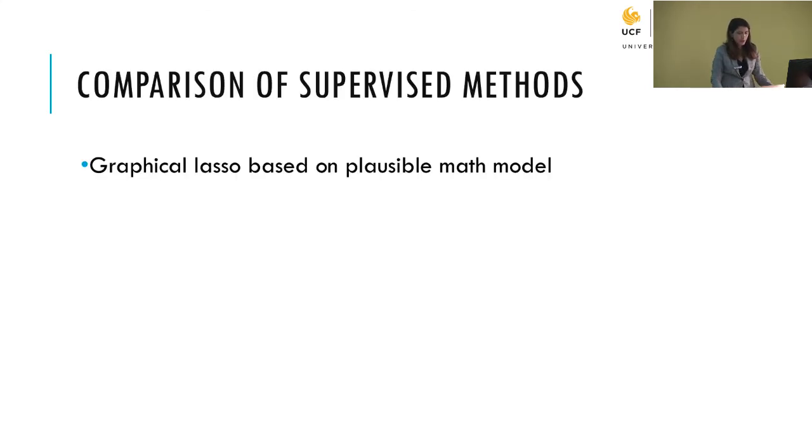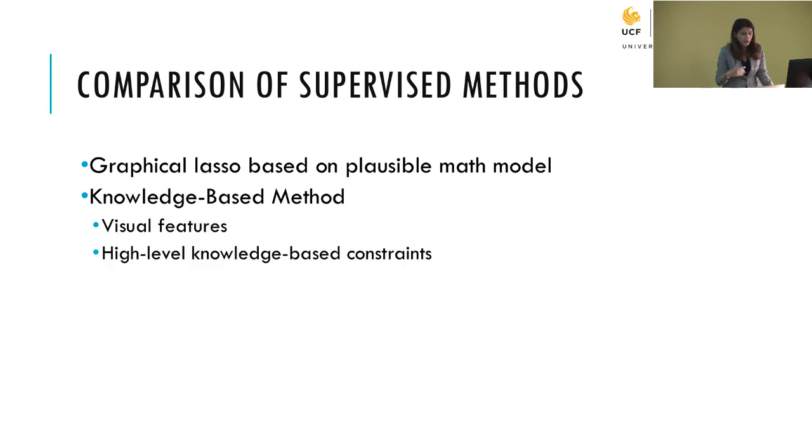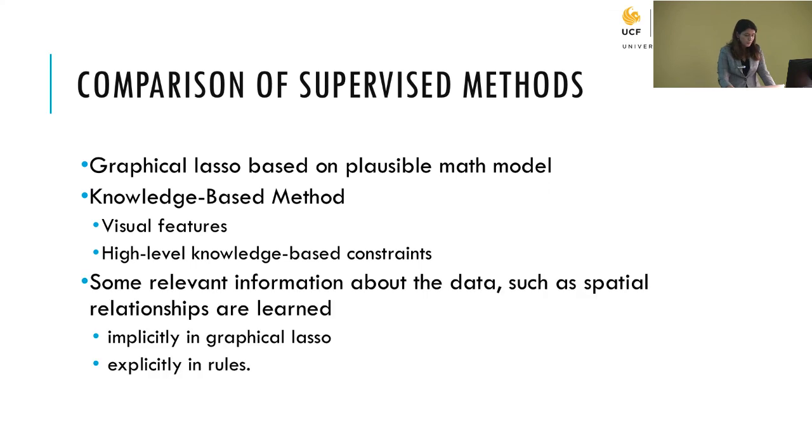So these are some comparisons of the methods that I proposed. For example, graphical LASSO was a plausible math model, but in the knowledge-based rule, we use this expressive model, where we use visual features and high-level information and convert those to constraints. But in both cases, we can find some relevant information about data. For example, spatial relationships can be learned implicitly in graphical LASSO and explicitly in the rules.